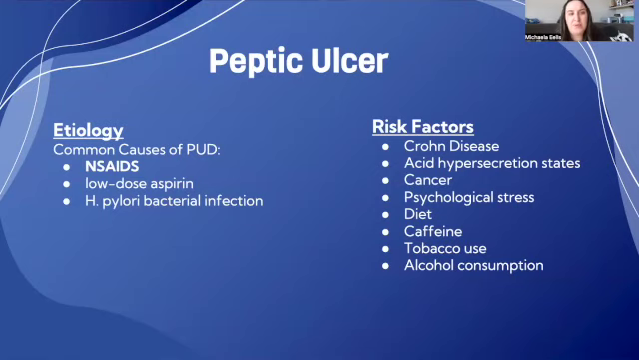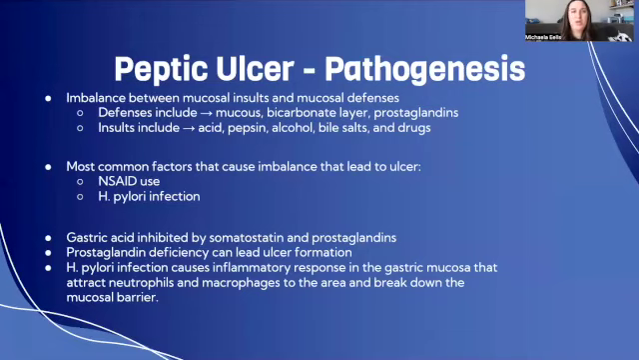So for a peptic ulcer, the etiology, there's a whole bunch of causes, but the most common causes are NSAID use, low-dose aspirin, and H. pylori bacterial infection. H. pylori is normal in the stomach. It just happens to get infected, and then that can cause an ulcer. There's a whole bunch of risk factors: cancer, psychological stress, diet, caffeine, alcohol use, tobacco use.